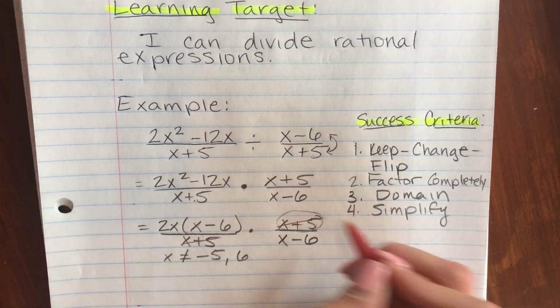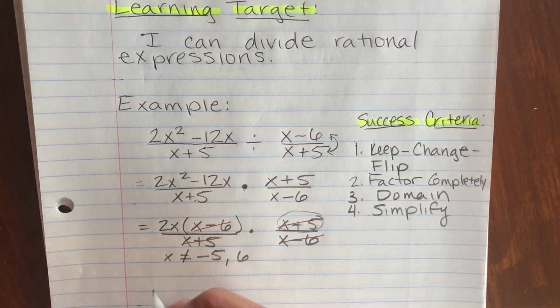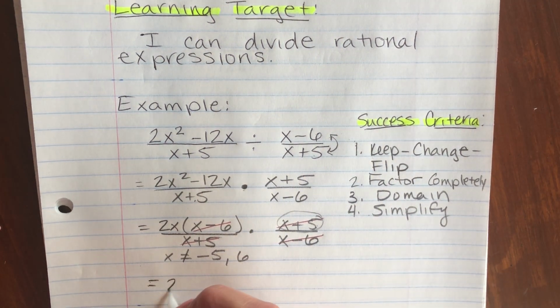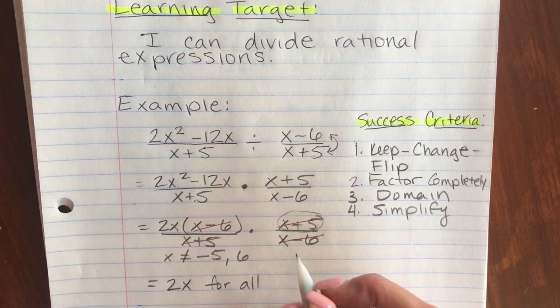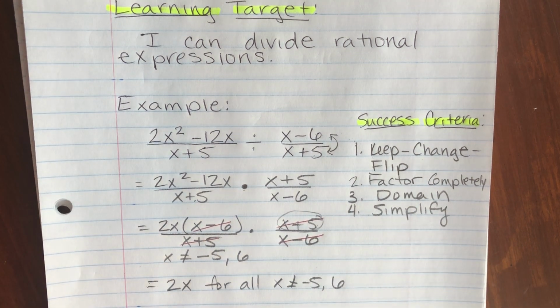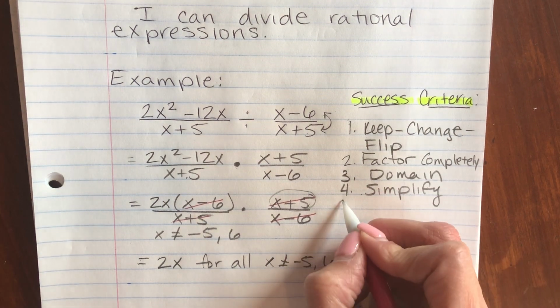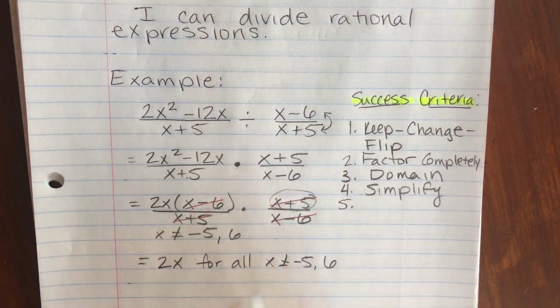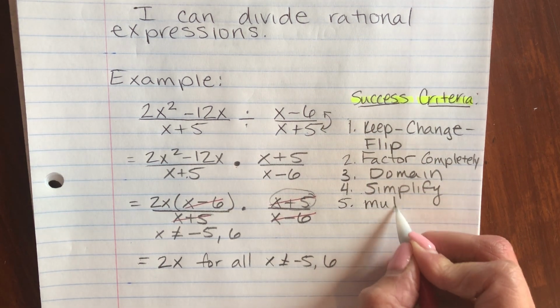Remember, you can do it diagonally or up and down. Answer, 2x for all x not equal to negative 5 or 6. And then our last step, I forgot to write it down. How did we get the answer? We multiplied straight across there.